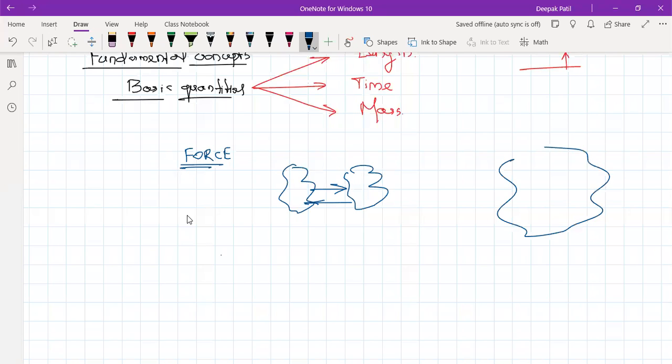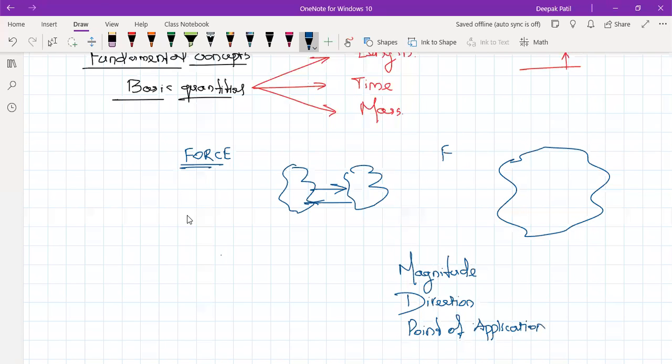Suppose, for example, let us say this is the body. The first characteristic is the magnitude, let us say F, meaning how much magnitude of force, like how many kg or how many kilonewtons. First thing is the magnitude. This is very important to understand. The second one is the direction of force. And the third one is the point of application.